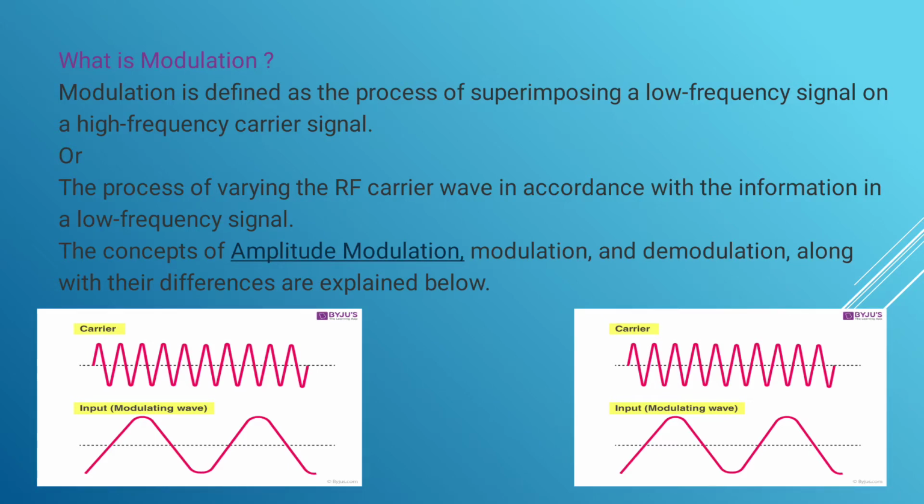So in this figure we can observe a carrier signal and an input signal, which is nothing but the modulating wave. These are the two figures shown related to modulation. To do modulation we require two signals: one is the carrier signal and the other is the modulating signal. When we combine the carrier with the modulating signal, we get the modulated signal. This is nothing but modulation.